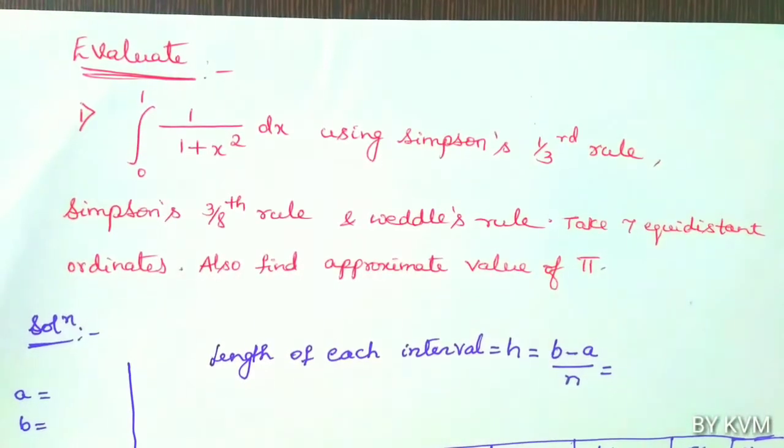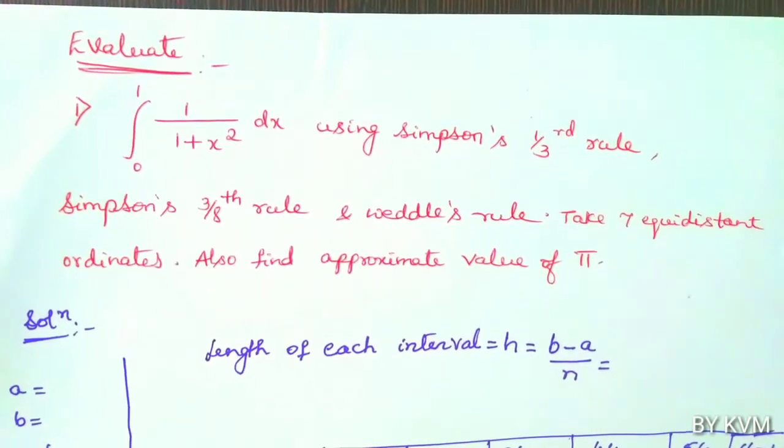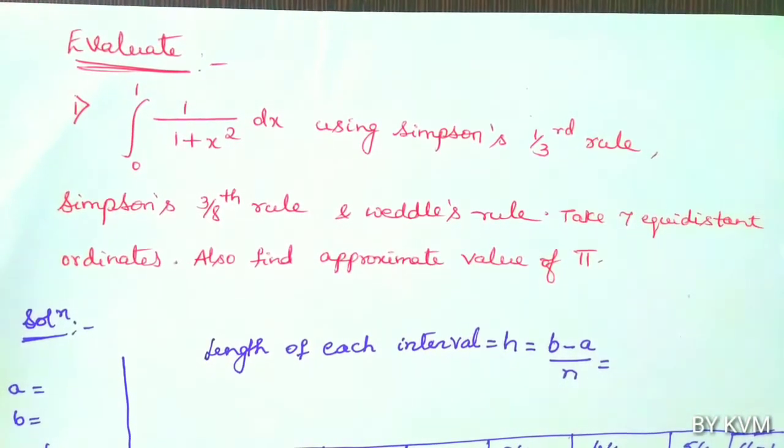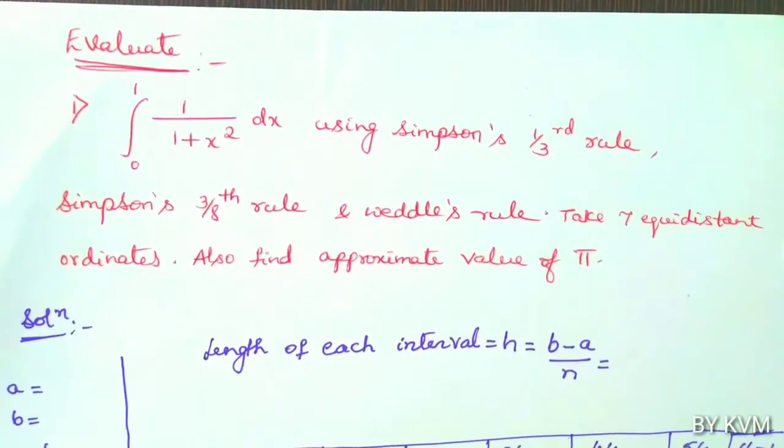Evaluate the integral from 0 to 1 of 1 by 1 plus x square dx using Simpson's one-third rule, Simpson's 3 by 8 rule and Weddle's rule. Take 7 equidistant ordinates. Also find the approximate value of pi.